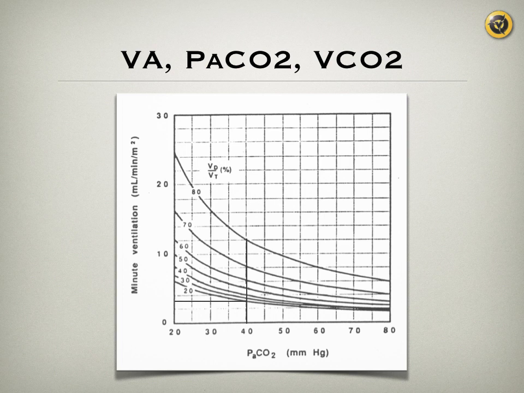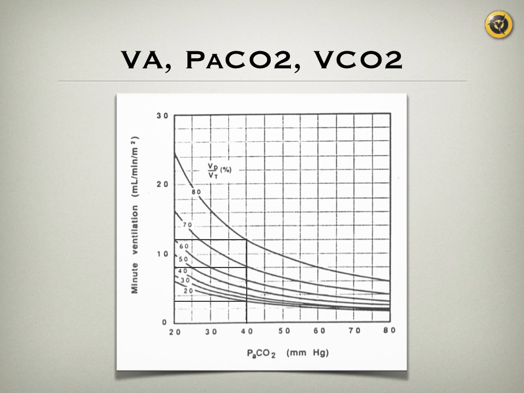Now, if the patient had 70% dead space, then you'll end up requiring 8 liters minute ventilation to obtain the 40. And even if they have 80% dead space, they will require around 12 liter minute ventilation. By doing that, if you check the amount of minute ventilation the patient is requiring to obtain normal PaCO2, you can predict percentage dead space present.